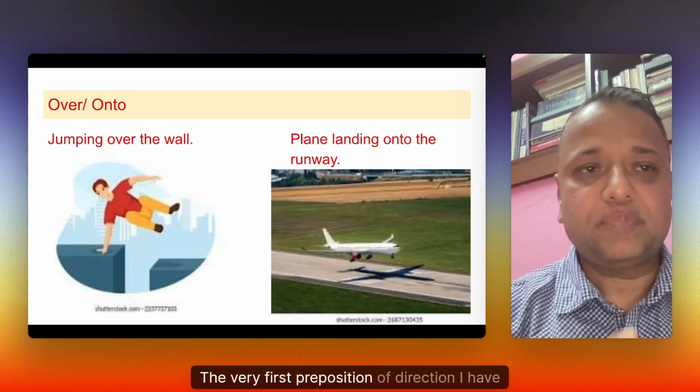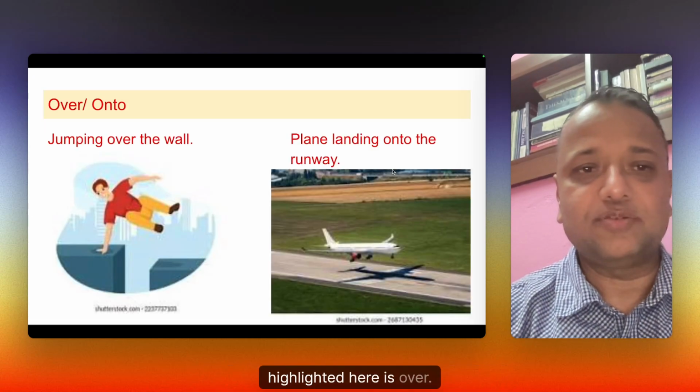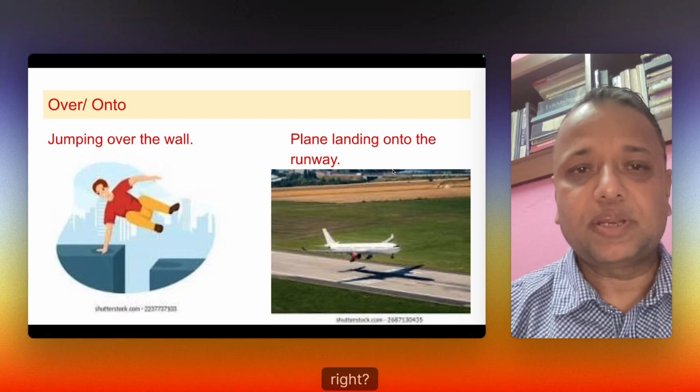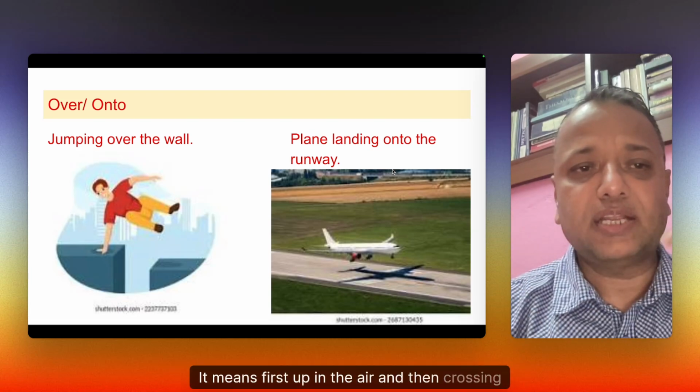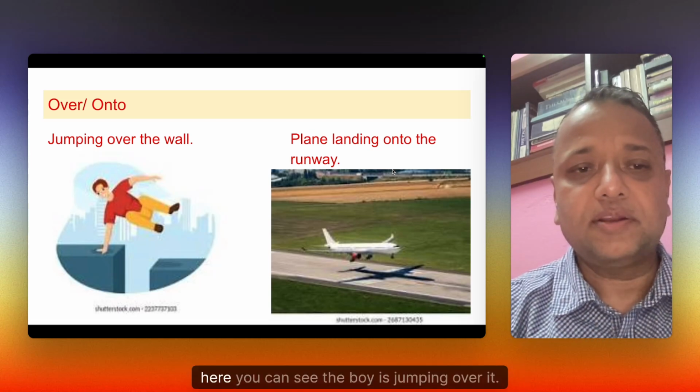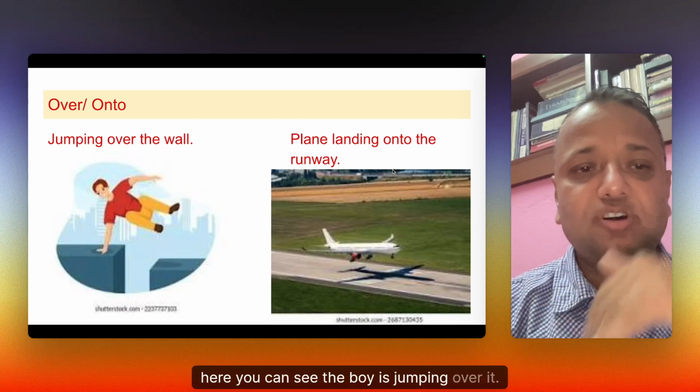The very first preposition of direction I have highlighted here is over. Over, you can see in the picture, jumping over the wall. Right, it means first up in the air and then crossing something and down. In relation to the wall, here you can see the boy is jumping over it.